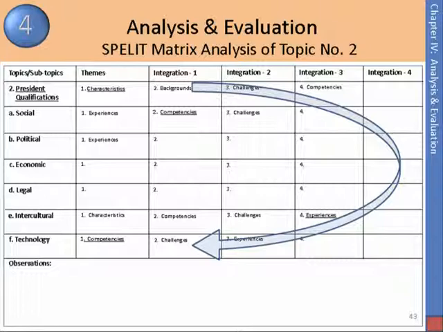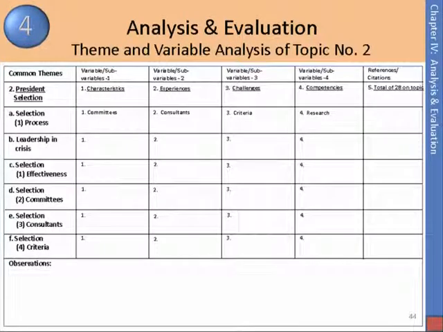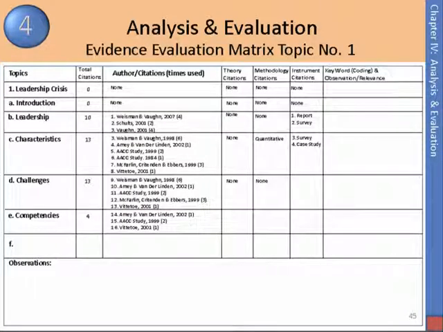On her topic number 2, it's a similar breakdown in terms of the theme and variable analysis. This has to do with the selection process, and again she focuses on characteristics, experiences, challenges, and competencies. A total of 28 citations were used in the Chapter 2 Lit Review. And we're going to break those down so that you can see how many citations or references were used to reinforce each of the key variables. This is a table or a matrix that shows you that particular breakdown.